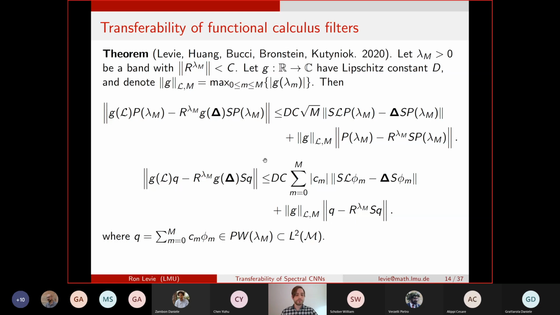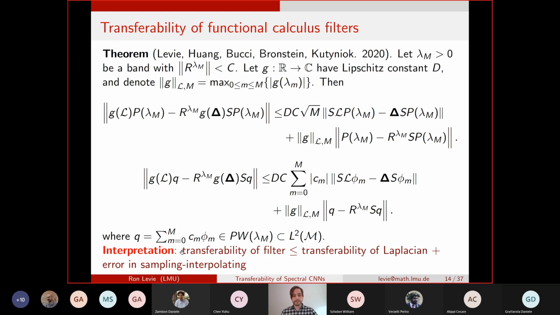Now we are able to prove the first result that we call the transferability inequality of filters. Let me explain what this inequality means. Basically, it means that the transferability error of the filter is bounded by the transferability error of the Laplacian plus the consistency error. Let me walk you through how to interpret this inequality. P is the projection to the Paley-Wiener space, which is generic. We can take any Paley-Wiener space. So for intuition, let's disregard for a second this projection.